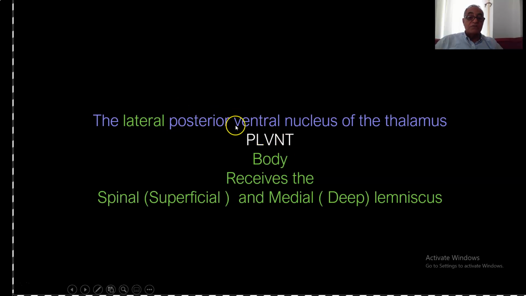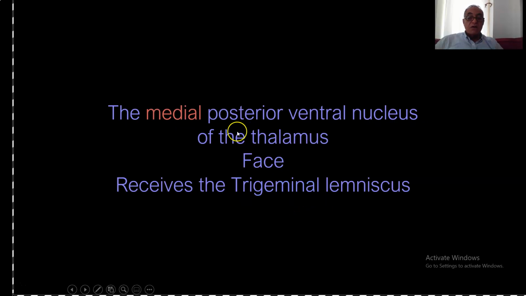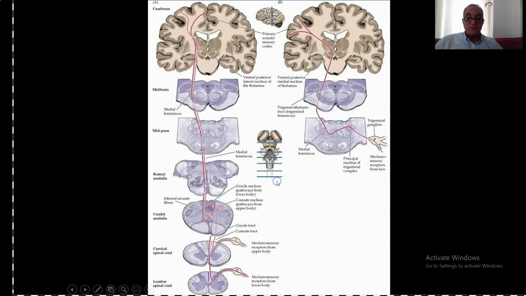The posterolateral ventral nucleus of the thalamus, as we said, receives from the body, whether it is superficial sensation from the spinal lemniscus or deep sensation from the medial lemniscus. The posteromedial ventral nucleus of the thalamus, for the face, receives the trigeminal lemniscus from the face.